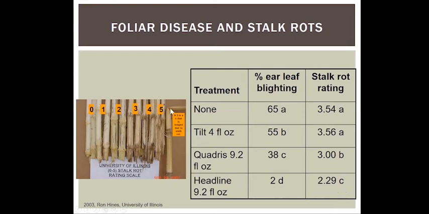So he was utilizing this stalk rot scale here. He was kind of in this category between the 3 and the 4 in his controls and even with his Tilt. But then when we move into Quadris and Headline, he's down in the 2s and 3s. So a little bit of stalk rot, but not nearly as much as he has in his non-treated checks.